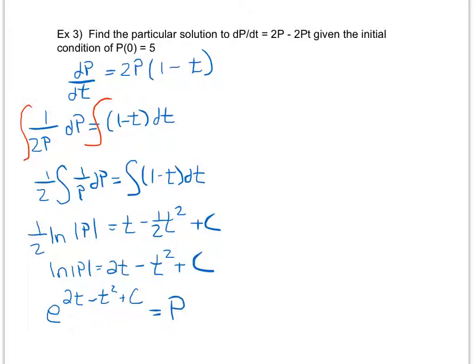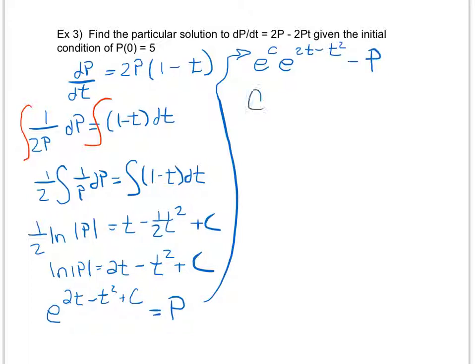So now from here, I've looked before about separating. I am going to separate, and I am going to make this e, and I'm going to leave these 2t minus t squared times e to the c, so that then I can make e to the c become a constant. So doing that, I get e to the c times e to the 2t minus t squared equals p. So some kind of constant times e to the 2t minus t squared equals p. There would be my general solution.